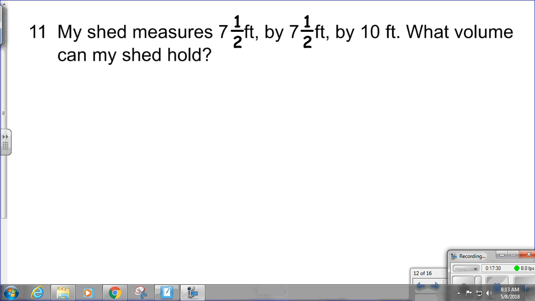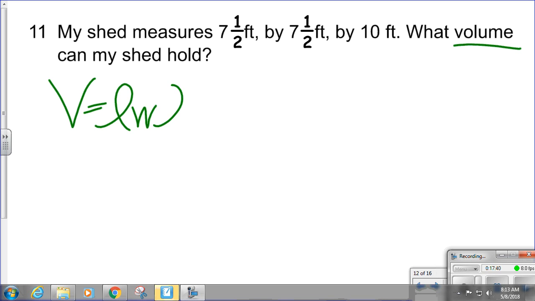Okay, my shed measures 7.5 feet by 7.5 feet by 10. What is the volume? Volume is length times width times height. When you're given three values for volume, you know you are using length times width times height. When you're given 2 values for volume, you're going to be using the area of the base times height.